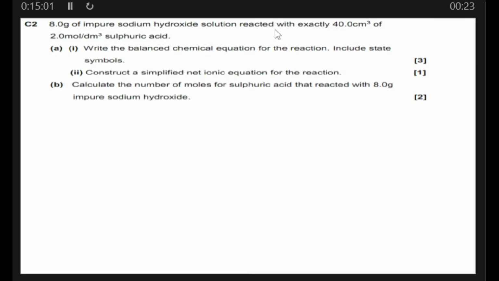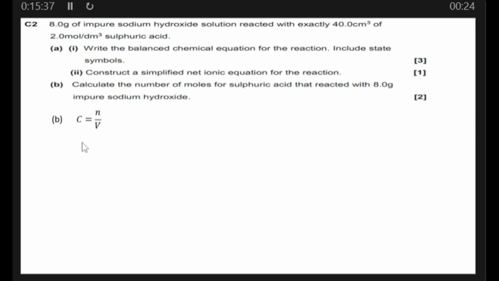So we need to know how many moles were there in this amount of sulfuric acid that reacted completely with this. For us to be able to answer this one, which is B, we must know the formula which connects volume and the concentration. This formula is the concentration formula, which says concentration is equal to number of moles over volume. So C is concentration, n is number of moles, V is volume. We want number of moles because they are saying calculate the number of moles. So make number of moles the subject of the formula.